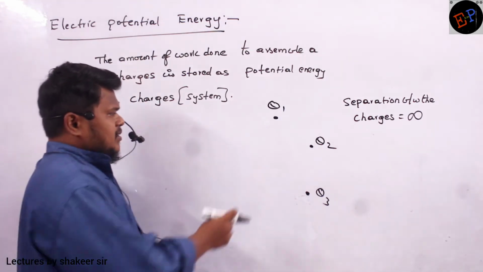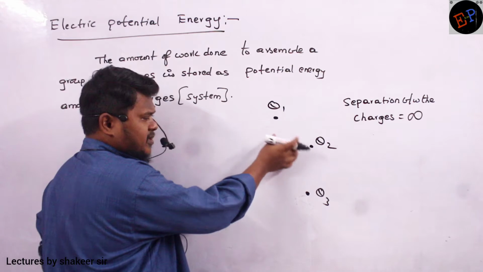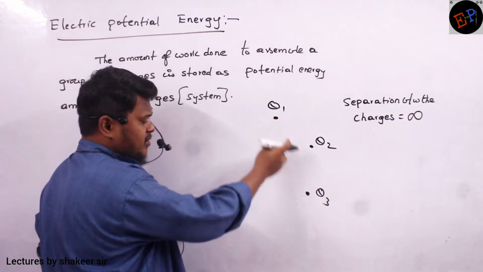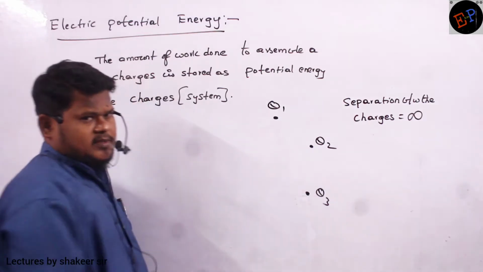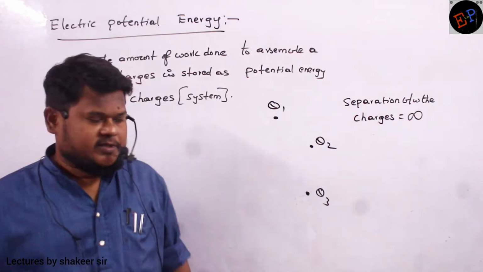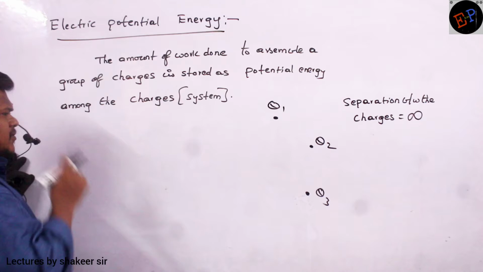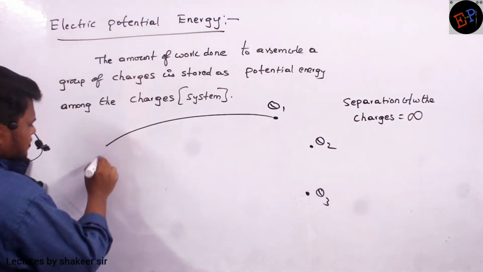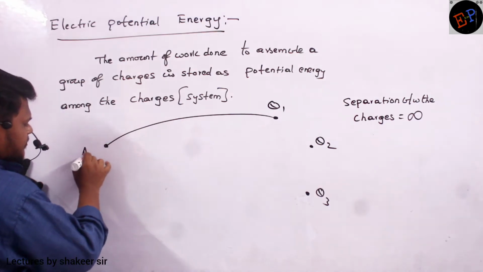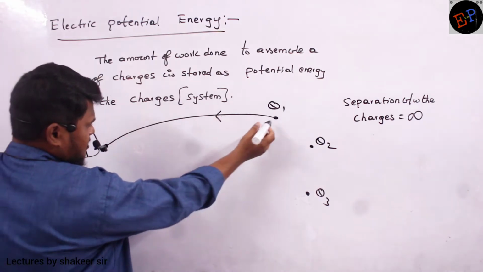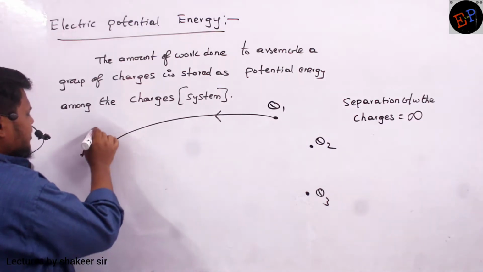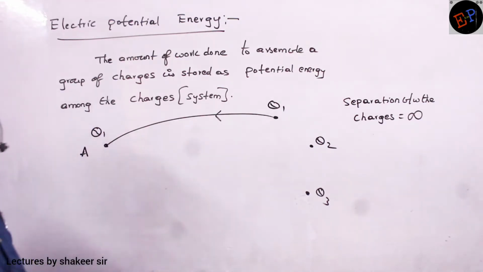Clear? So the distance between Q1 and Q2 is very large. The distance between Q2 and Q3 is very large. The distance between Q1 and Q3 is also very large. They are present at infinite separation. Now what I will do is, I will take this charge and place it at point A. Now this charge is brought from this point to point A. Are you able to understand?